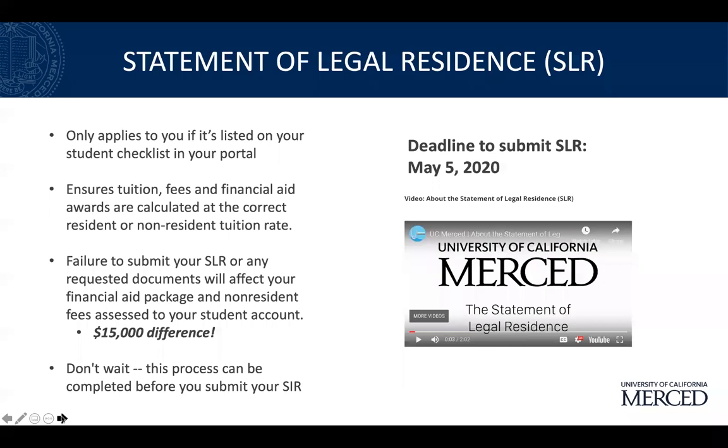If you still can't get those from your school, you can always reach out to us, and we'll provide you with that as well. But keep in mind that your deadline to submit the statement of legal residence is May 5th of this year. Make sure that you submit this form so that we can charge you the appropriate cost of attendance to UC Merced. Okay.